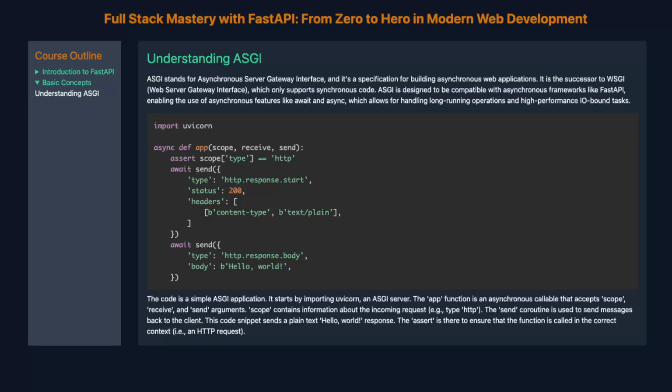The code is a simple ASGI application. It starts by importing Uvicorn, an ASGI server. The app function is an asynchronous callable that accepts scope, receive, and send arguments. Scope contains information about the incoming request, e.g., type HTTP. The send coroutine is used to send messages back to the client. This code snippet sends a plain text, Hello World response. The assert is there to ensure that the function is called in the correct context, i.e., HTTP request.